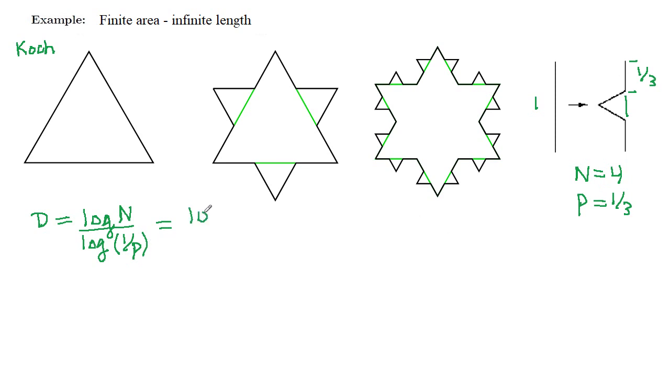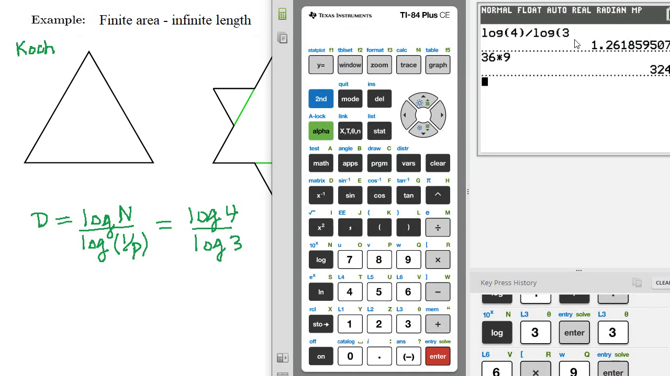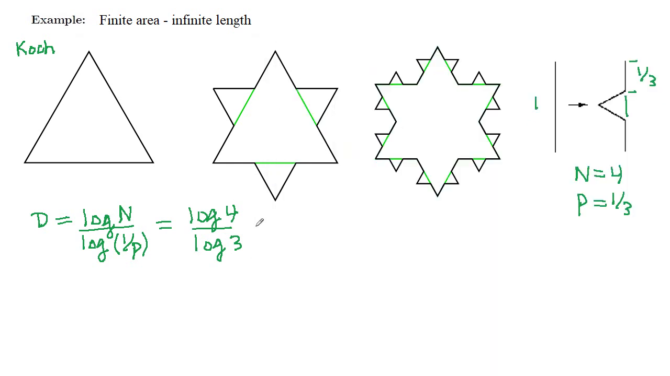So this is going to be log of 4 divided by log of the reciprocal of 1/3, so log of 3. And if you compute that on the calculator, log 4 over log 3 is 1.26. So again, we've got fractional dimension. The fractional dimension of this curve, if you keep that process going infinitely many times, is between a line and a two-dimensional space, two-dimensional area. Let's look at what the area of this would be and then what the length would be.